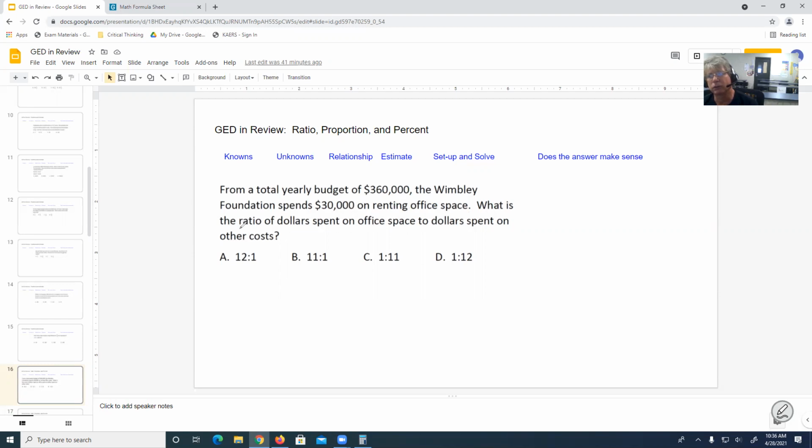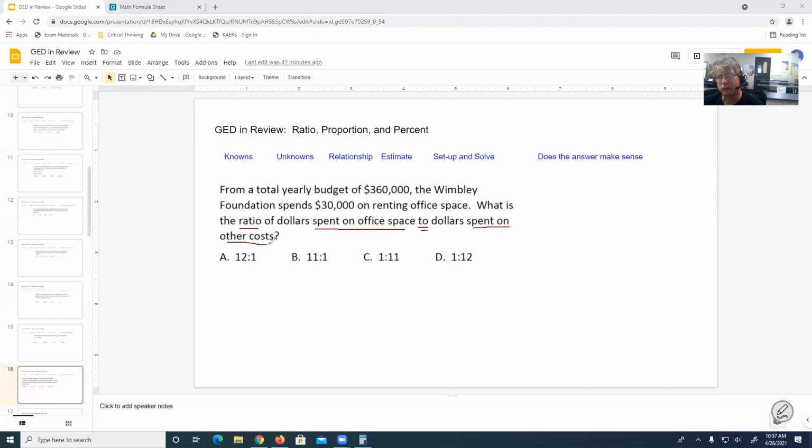And this is a key word, the word ratio. That's a math word. What is the ratio of dollars spent on office space? And with ratios, there's also this word "to" that separates the two parts of the ratio. What's to the left of the word "to" is what's spent on office space, to what's spent on other costs. So that's the unknown: the ratio of dollars spent on office space to dollars spent on other costs.